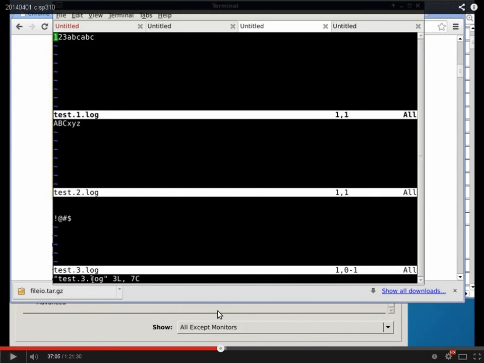To output file descriptor 1, we should have 1, 2, 3, lowercase abc, ABC. To file descriptor 2, we have uppercase ABC, lowercase xyz. And then to file descriptor 3, we have, I think, 2 line feed characters followed by exclamation point, the @ symbol, pound symbol, dollar symbol, and then another line feed character. So that's already telling you what the program is supposed to output based on the input. The input is earlier in the video file. If you scroll back a little bit, you can actually see the input file.